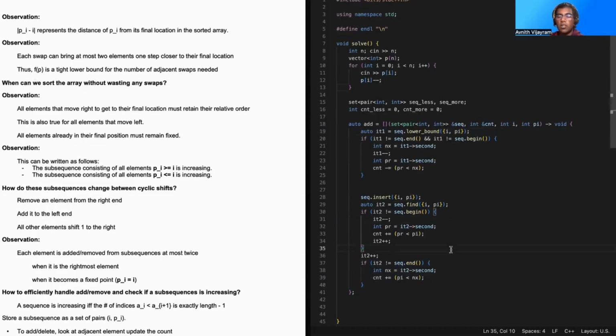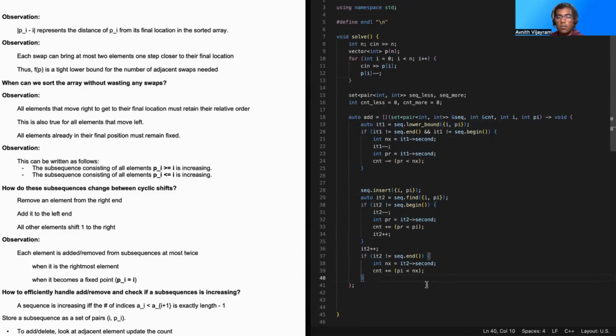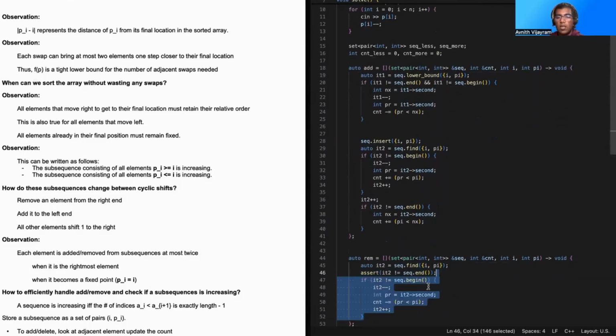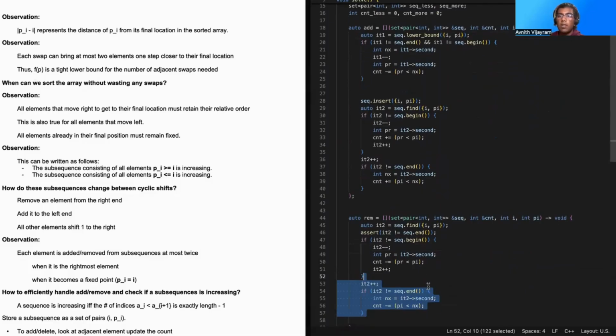And if each of these are in the right order, in increasing order, we'll add one to our count for each of those. And then we can also define a function to remove an element from our sequence. So we'll first find the element and we'll update with the elements to the left and the right, and we'll subtract the contributions if they are in the right order.